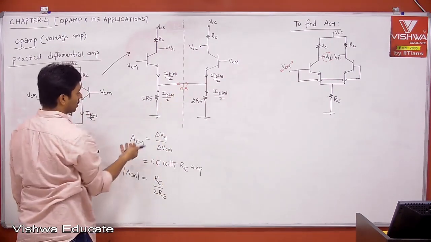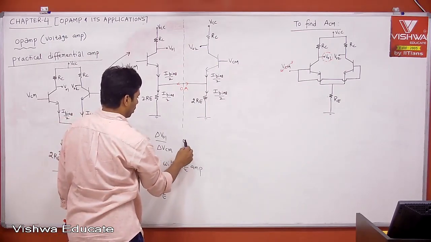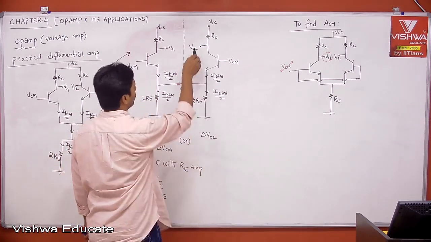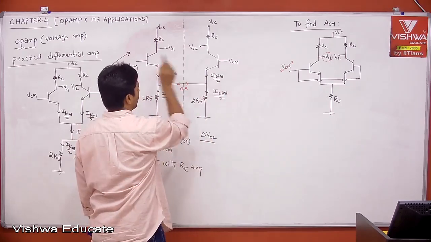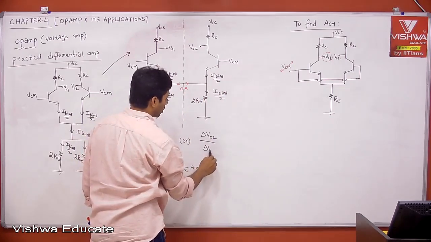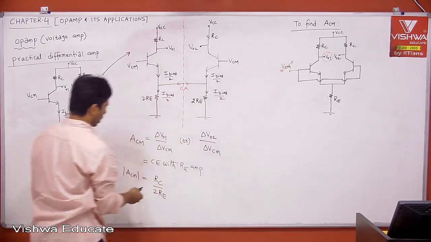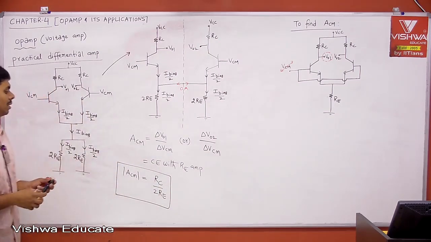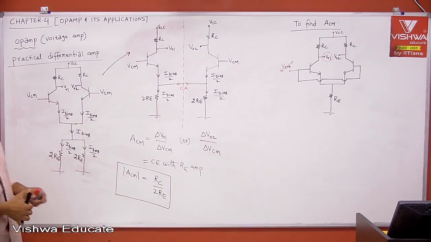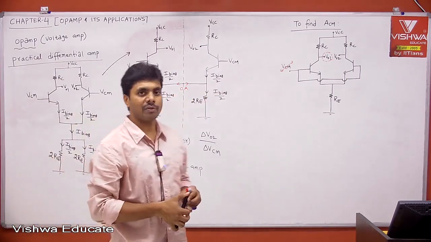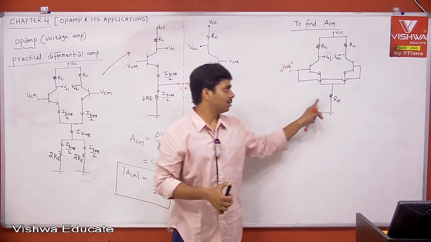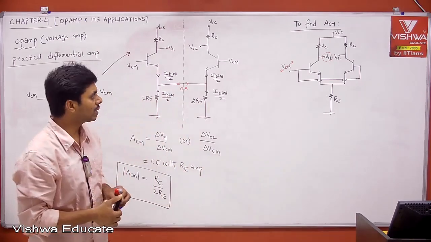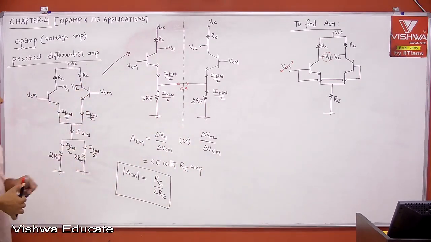Either you can take this or this, anything is fine. Or delta V02, the change in output voltage, divided by the change in the common mode, both are same, basically shorted. Therefore, what is your common mode gain? Common mode gain is equal to RC divided by 2RE for the practical differential amplifier having RE value instead of tail current source. Okay, take it.